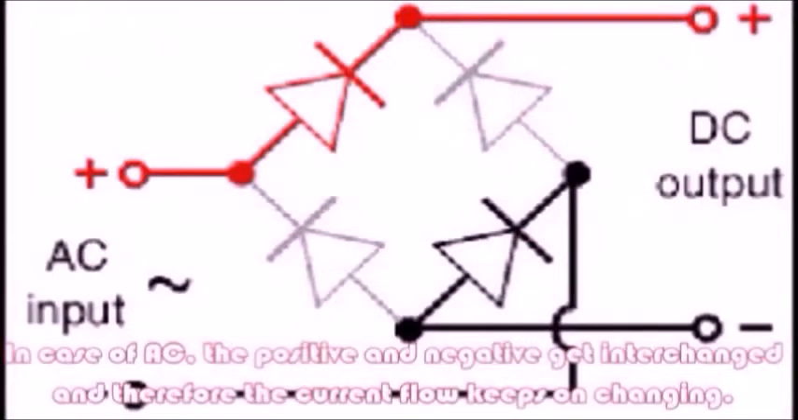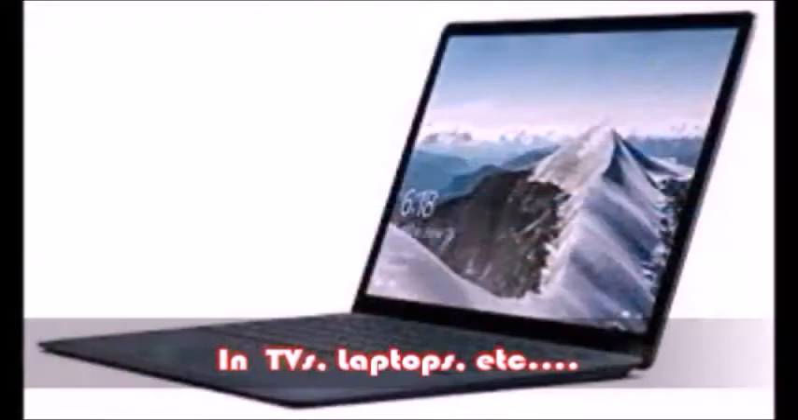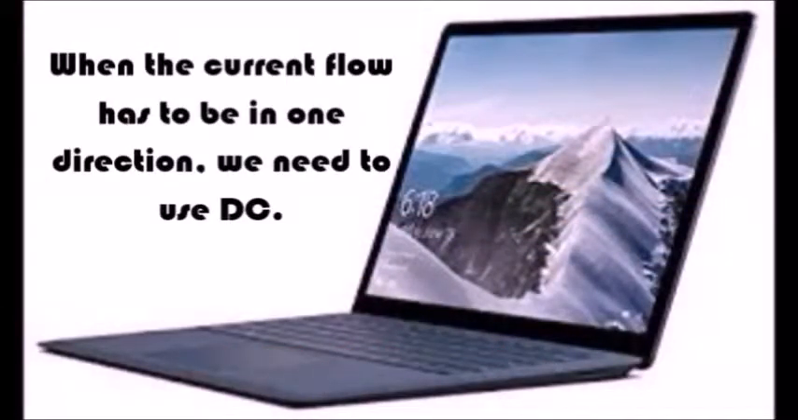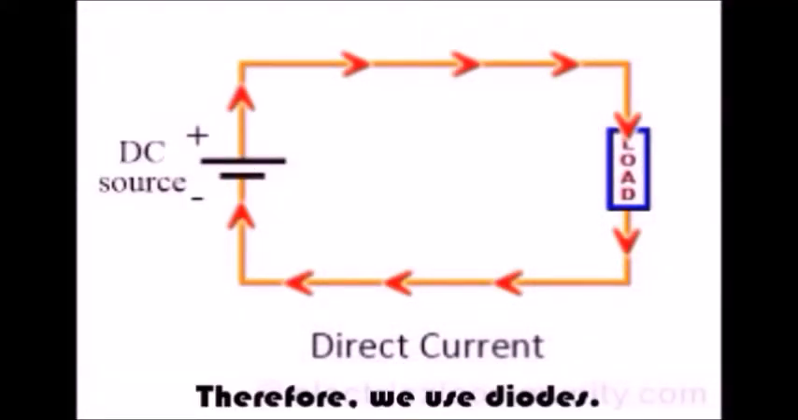In case of AC, the positive and negative get interchanged and therefore the current flow keeps on changing. However, in TVs, laptops, etc., where the current flow has to be in one direction, we need to use DC. Therefore, we use diodes.